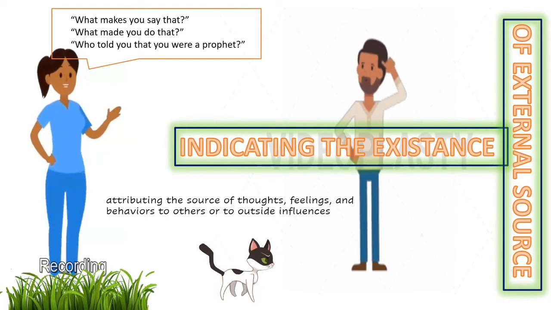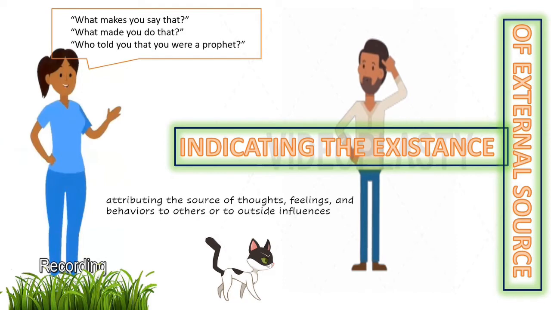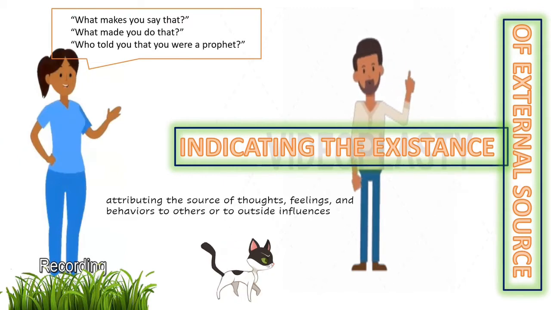In this situation, the nurse is always attributing the source of thoughts and feelings and behaviors to other outside influences. The nurse does not intend to suggest that the client will get an answer from an external source. And usually, this is how the client will reply. In conclusion, indicating the existence of an external source is non-therapeutic communication because the patient may be forced to attribute the source of thoughts, feelings, and behavior to outside influences.